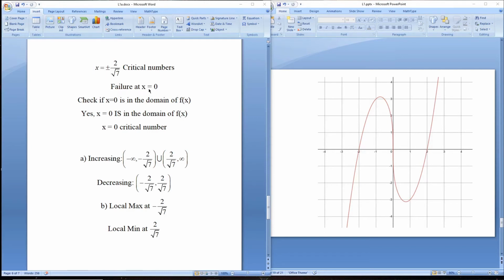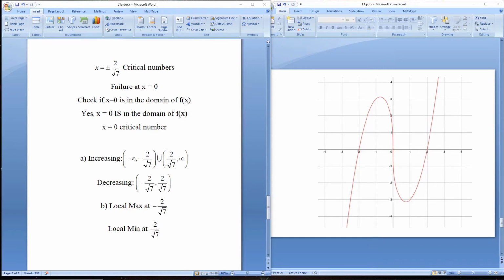We had a failure at x equals 0. Now notice x equals 0 here is not a sharp corner. So our failure did not give us a sharp corner. It gave us the vertical tangent. The vertical tangent is also where the derivative will fail. And so we reject this number. I'll call it the sideways plateau. But either way, it's not an extrema.